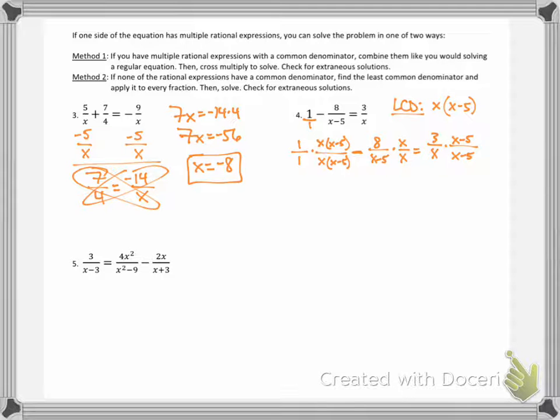Here's what will end up happening. I'll end up reducing this, combining some things a little bit. I'll have x times x minus 5 over x times x minus 5, minus 8x over x times x minus 5, equals 3x minus 15 over x times x minus 5.